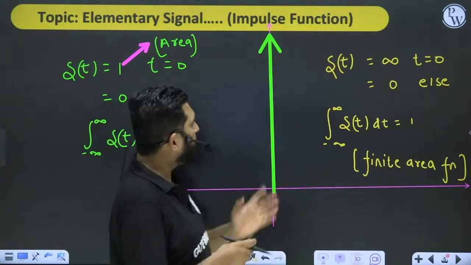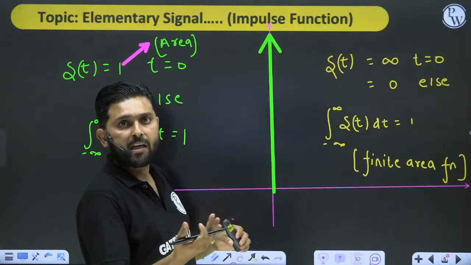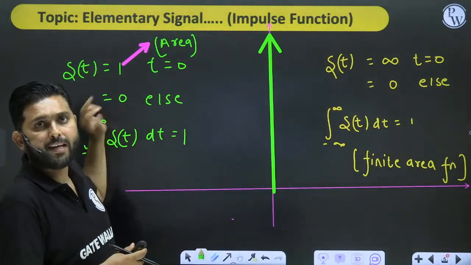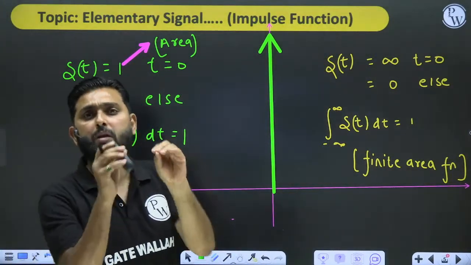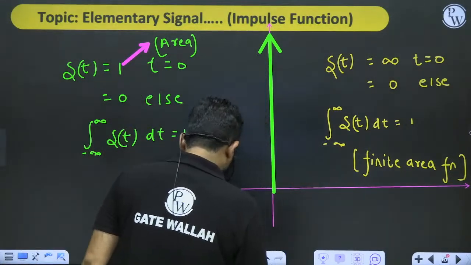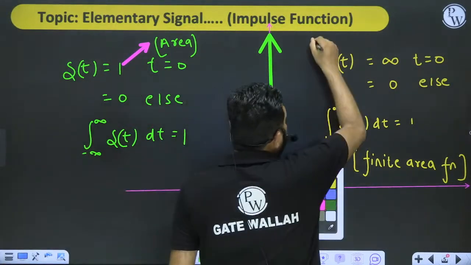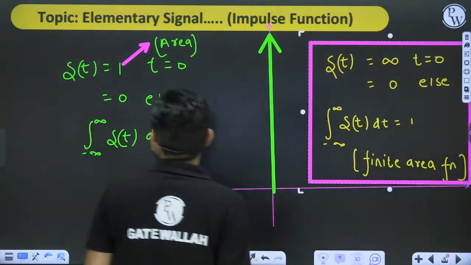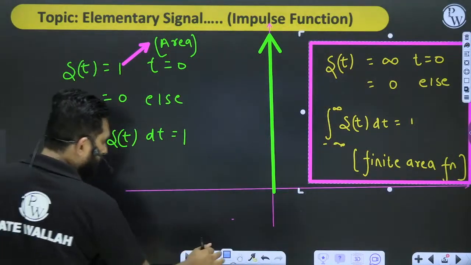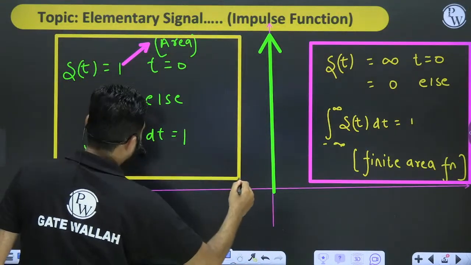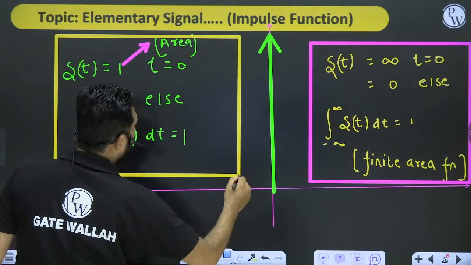So if you have, let's say, k delta t, or some constant times delta t, then the area is not equal to 1, its area is equal to that particular constant. For example, if I have this part, let me box it, and I have told you this part.